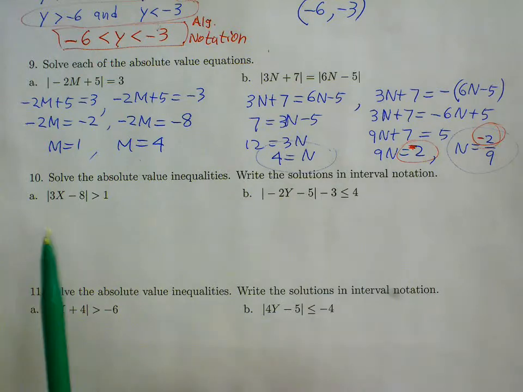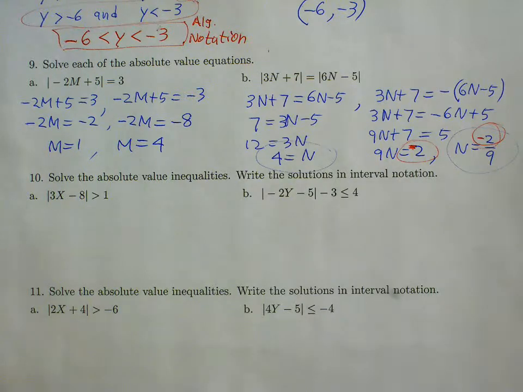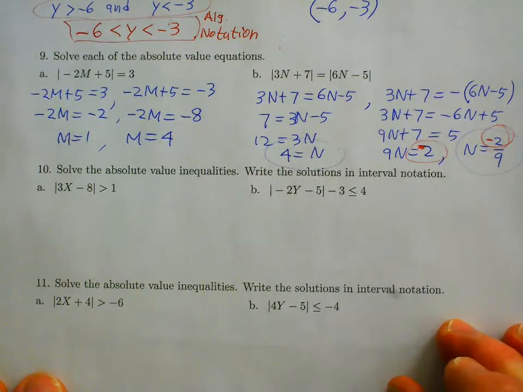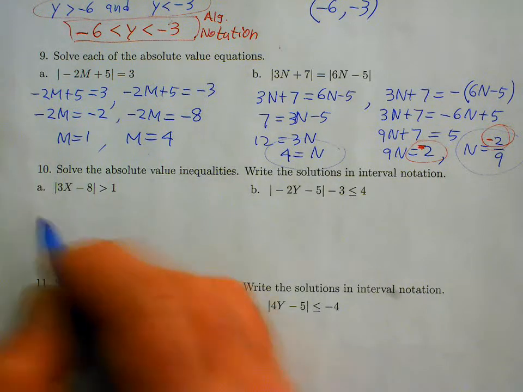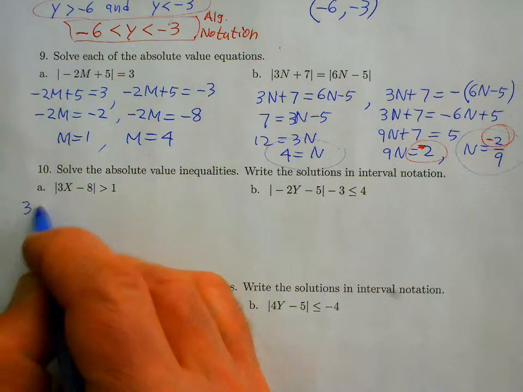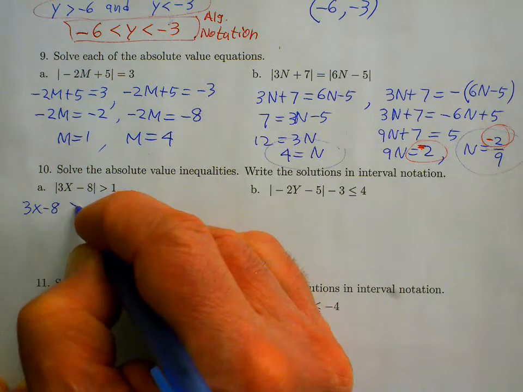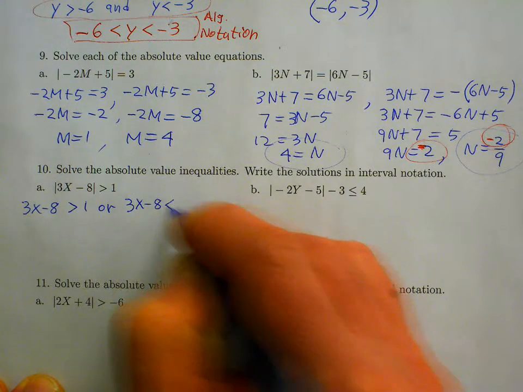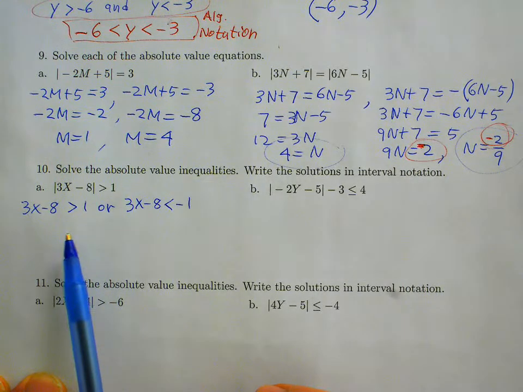Okay, number 10, part A. The absolute value of 3x minus 8 is greater than 1. So when we remove the absolute value symbols, we're going to get two inequalities without absolute value symbols, and the word or is going to separate them. So 3x minus 8 is greater than 1, or 3x minus 8 is less than negative 1.